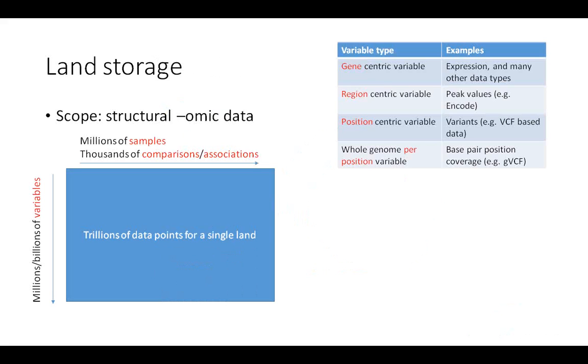But position variables are challenging because there could be hundreds of millions of them for a single sample. So the dimension is quite different from the gene-centric case, where we have a fixed number, usually between 30,000 and 60,000. The last one sounds very challenging. You are probably familiar with GVCF, right? GVCF contains the coverage information for every single position, or 3 billion positions, for every single sample.